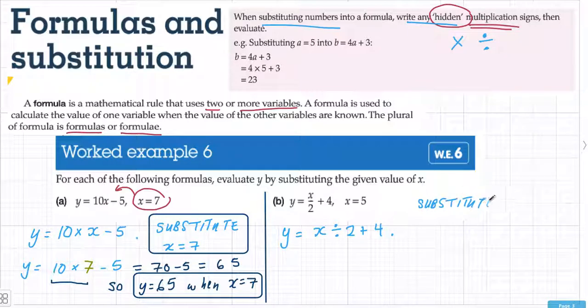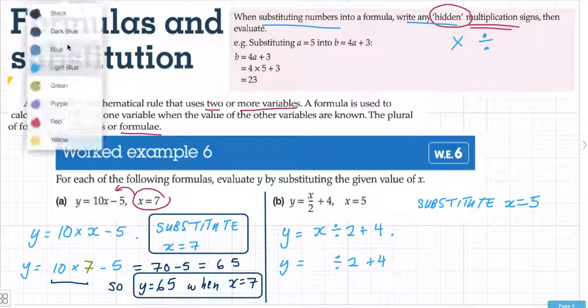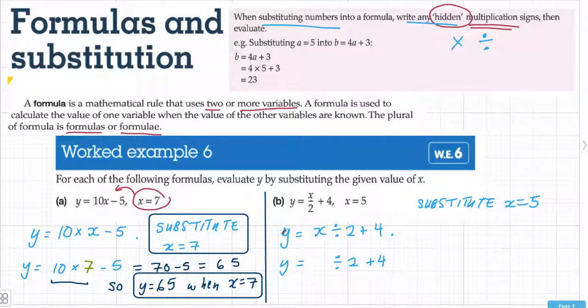Substitute x equals 5. So we write down our formula again. But this time, instead of the x here, I don't want you to write the x down. I want you to write the number that you're substituting, which is the number 5. So we've got 5 divided by 2 plus 4. Now this is a little bit ugly because 5 divided by 2 is not actually a very nice number. But we can do that up here.